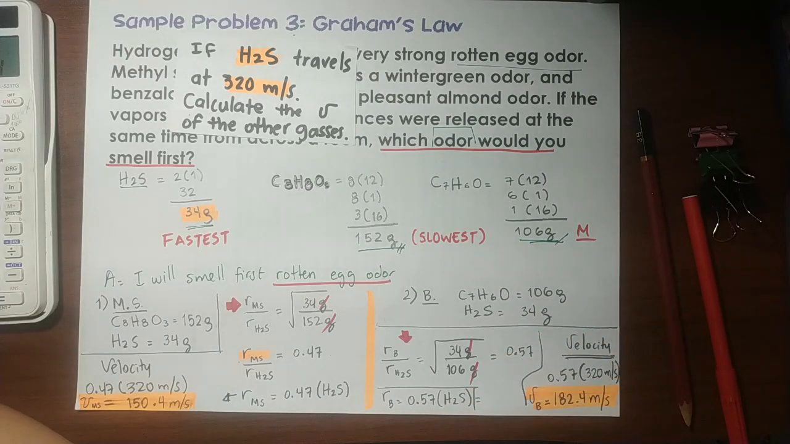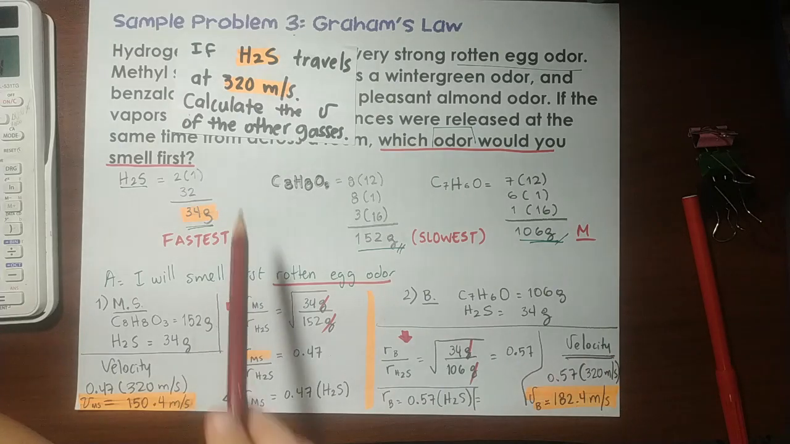Now, the one that will be in the middle, we said it was going to be benzaldehyde. And when we did the procedure here, yes, I mean 182 is a velocity between the least and the greatest.